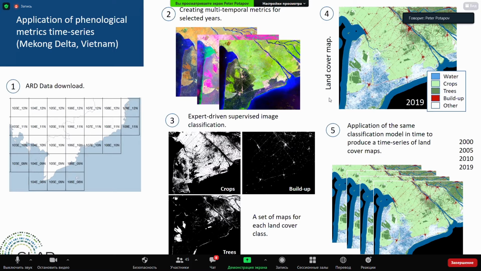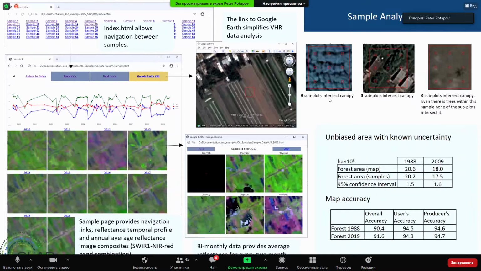This is how you can treat this data. Recently, there was a similar workshop in Vietnam, and this is the slide that we used there. We download ARD data, we create multi-temporal metrics, then using machine learning, we produce maps for every topic or every class of land cover. We combine these maps using an image modeler that is part of this solution, and these maps can be produced for different years, so we can produce a time series of land cover.